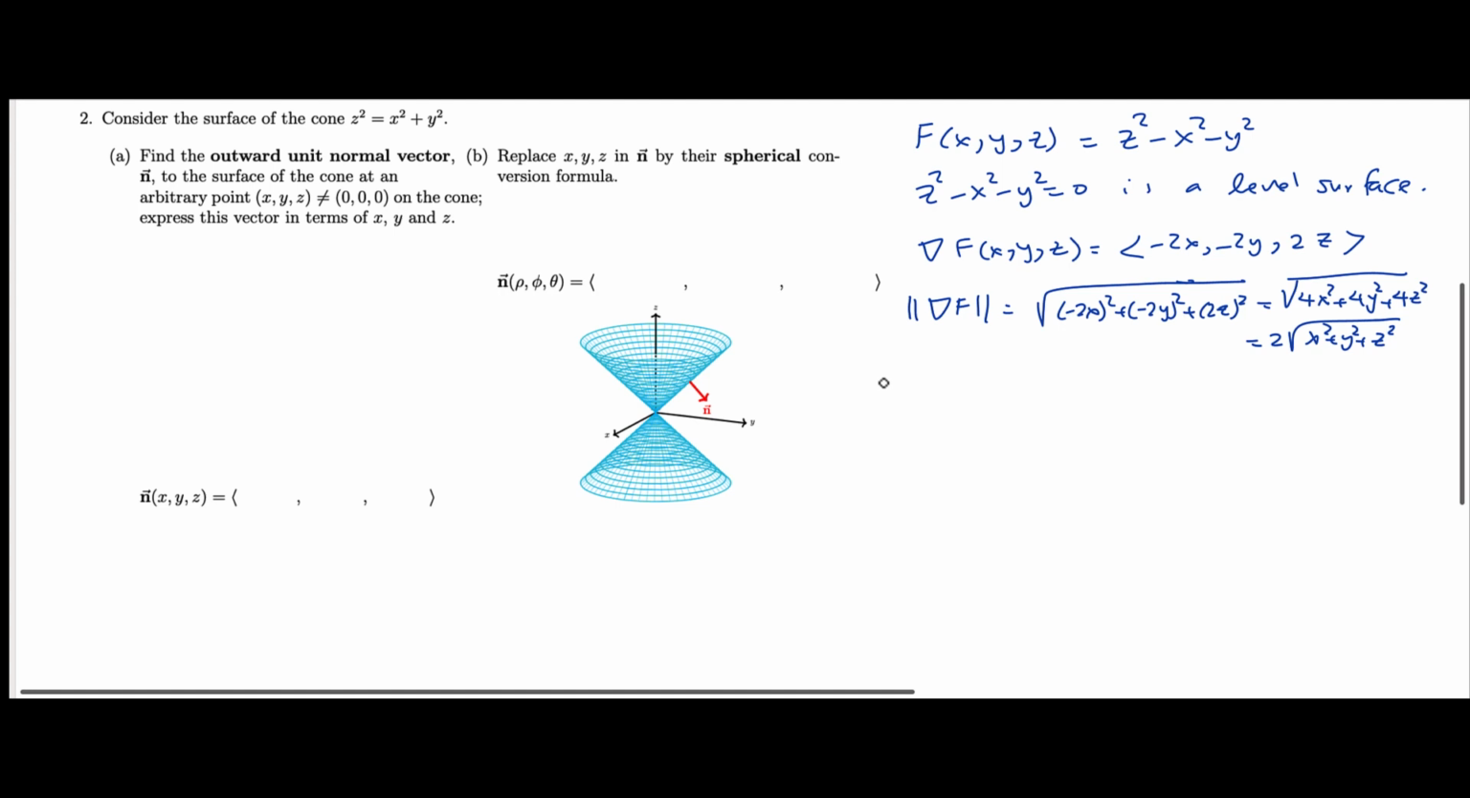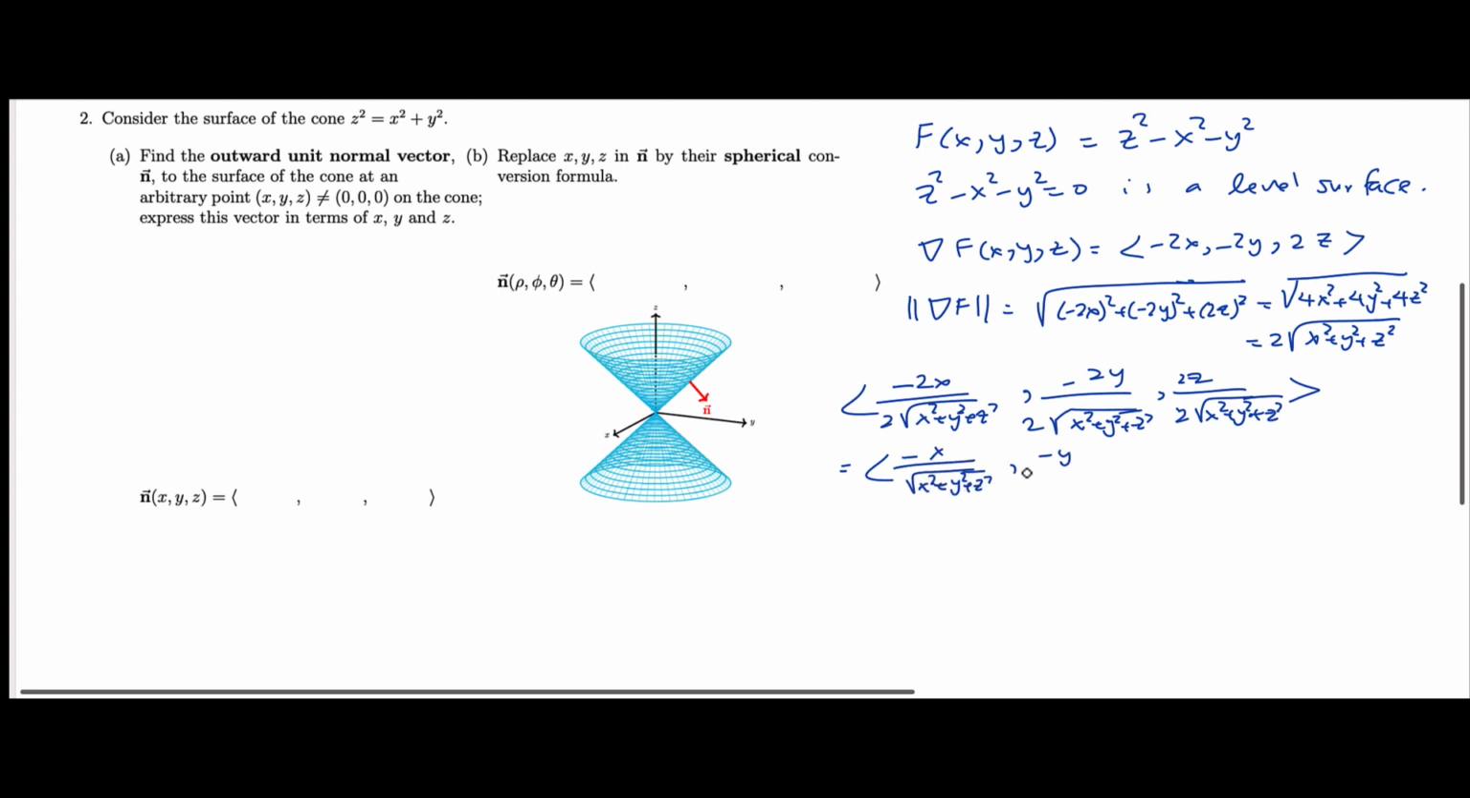And the unit vector would look like minus 2x over 2 square root of x squared plus y squared plus z squared, and then minus 2y over 2 square root of x squared plus y squared plus z squared, and 2z over 2 square root of x squared plus y squared plus z squared. Simplify this as much as you can: minus x over square root of x squared plus y squared plus z squared, minus y over square root of x squared plus y squared plus z squared, and z over square root of x squared plus y squared plus z squared.